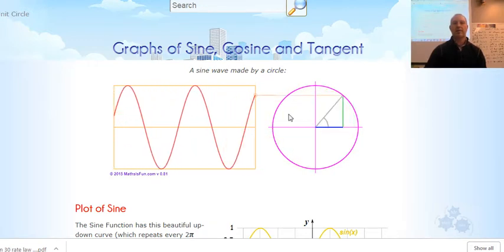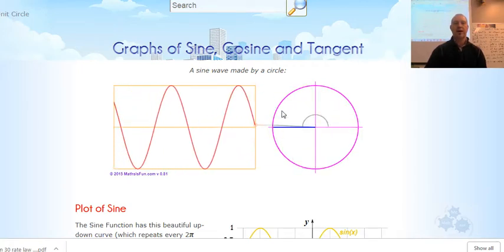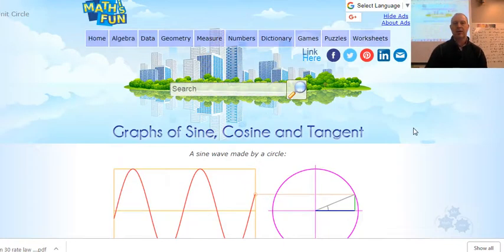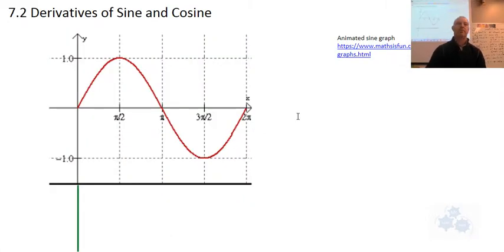I'm making this big long wave. Okay, and then I'm unraveling it as well. So this is pretty cool too. So anyway, I would encourage you to go to Math is Fun, because it is a great site. All right. So on that note, let's talk about derivatives of sine and cosine.